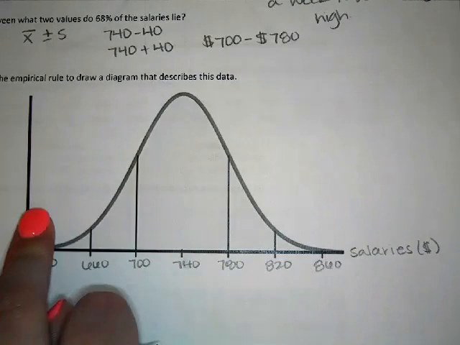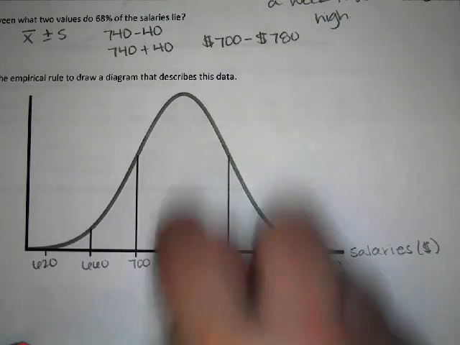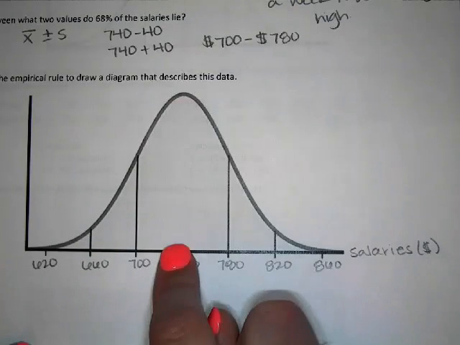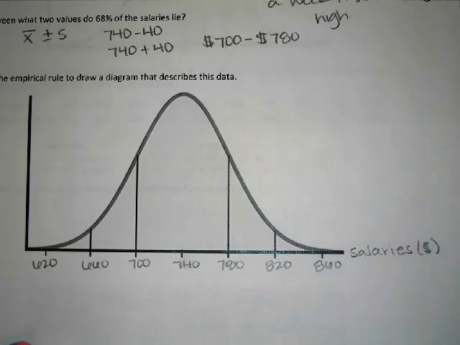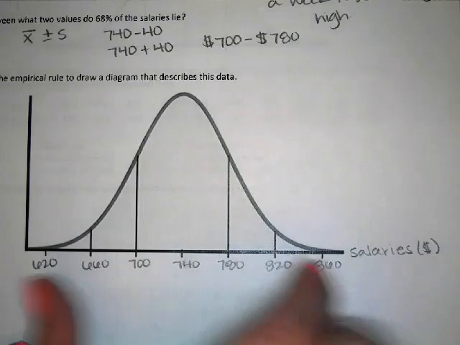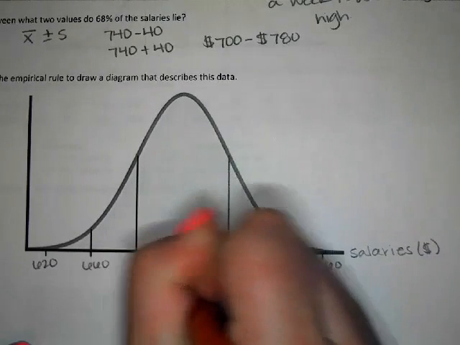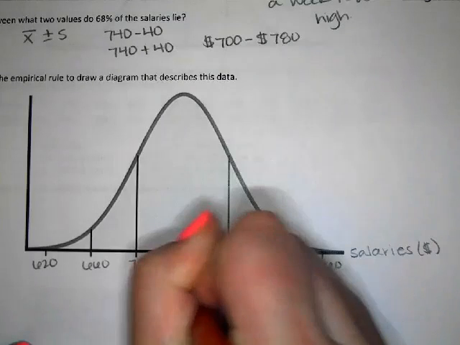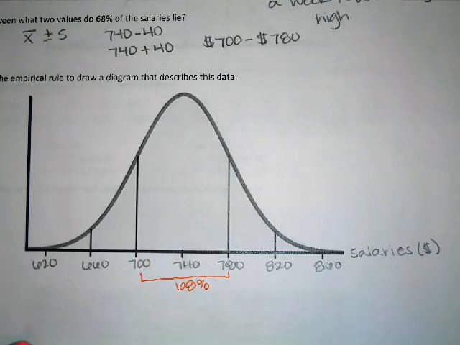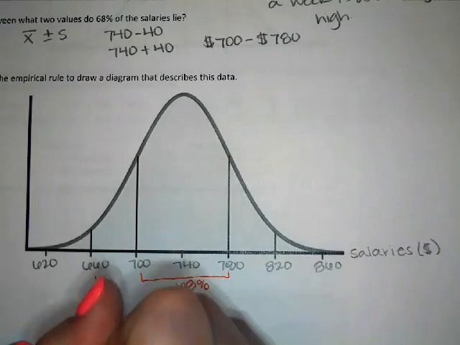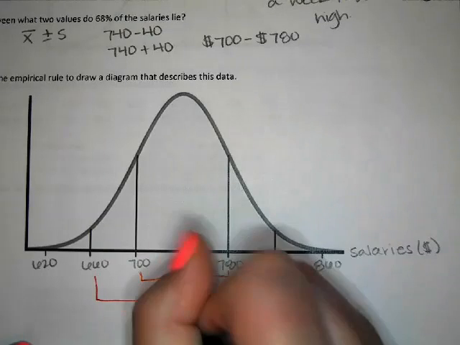The mean is the most common weekly salary we would expect to have, and then less common as we go out to the sides. So here's 68% of our employees are in between those salaries. 95%.